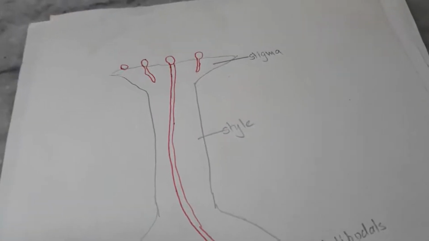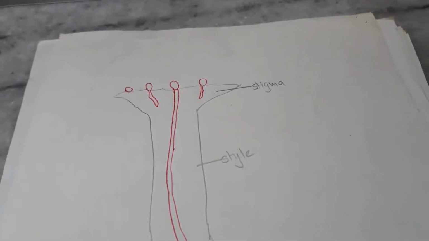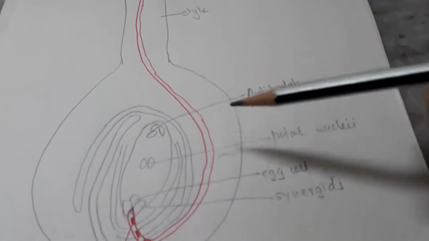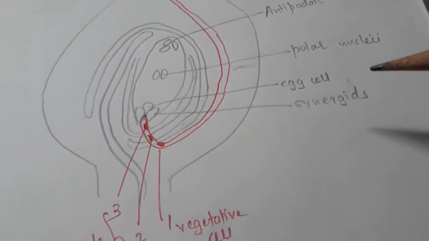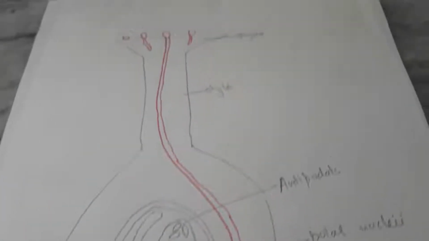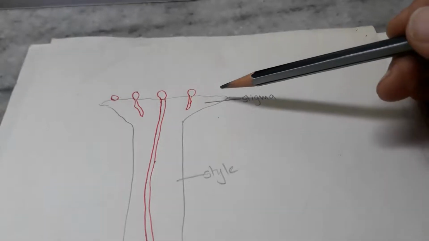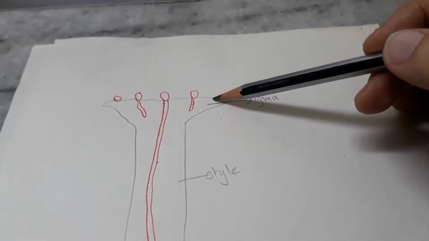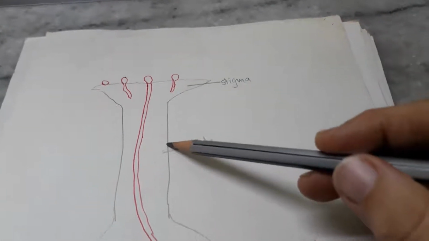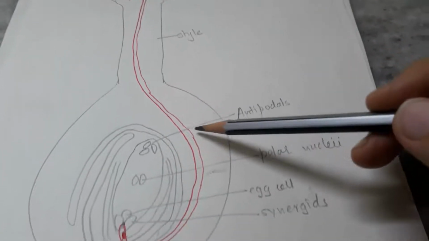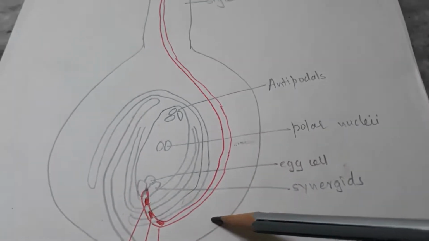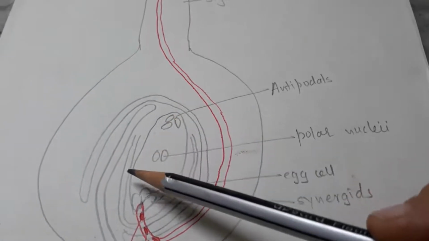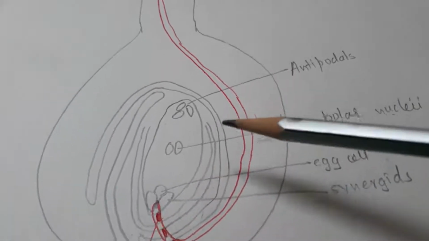So for easy understanding, I have drawn a very big diagram over here, and let me tell you the labeling for that. This is the female I have drawn. This is the stigma of the carpel. This is the style. Then this is the ovary. What is inside the ovary? Let us see. This is the embryo sac, the topic which we did previously.